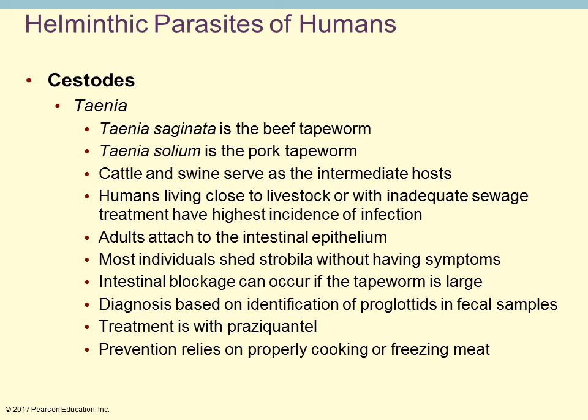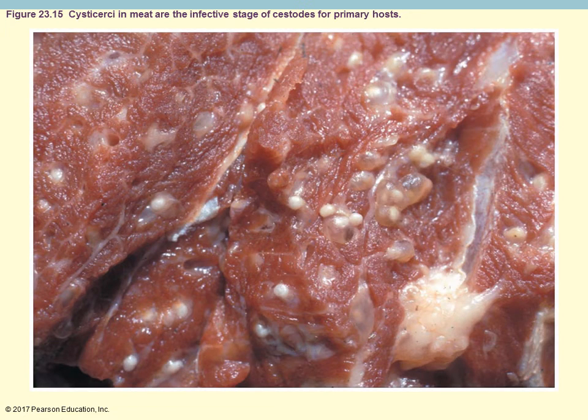Intestinal blockage can occur and may require surgery if the tapeworm develops and is large enough. Treatment: there are some medications, some drugs that can be used to help treat. Prevention: properly cook your meat, properly freeze your meat once you have processed it. Personally, if I had a piece of meat such as this, where you saw all of these cysts in it, I might want to think twice about eating that, even if I cooked it.